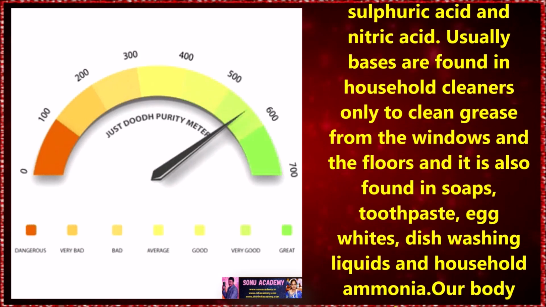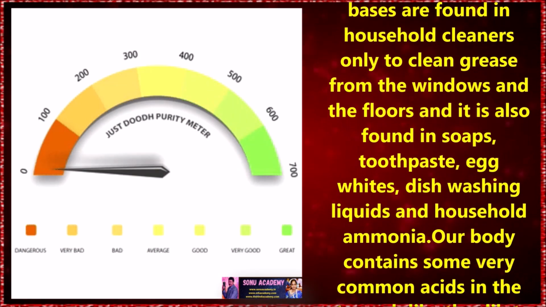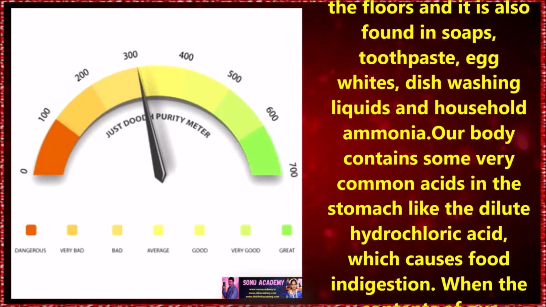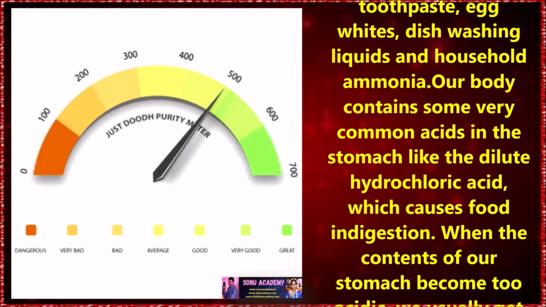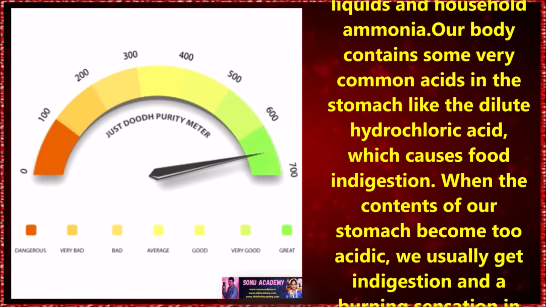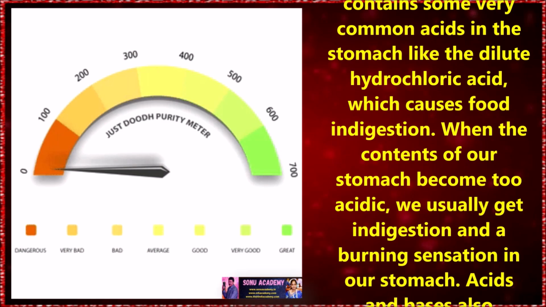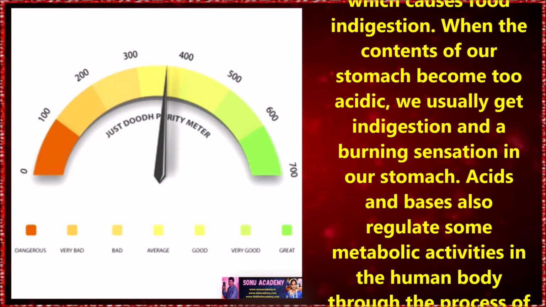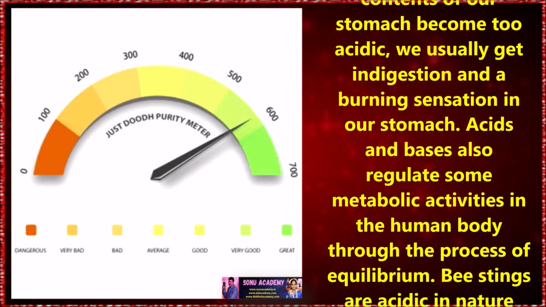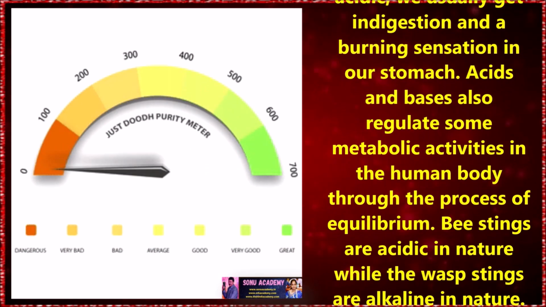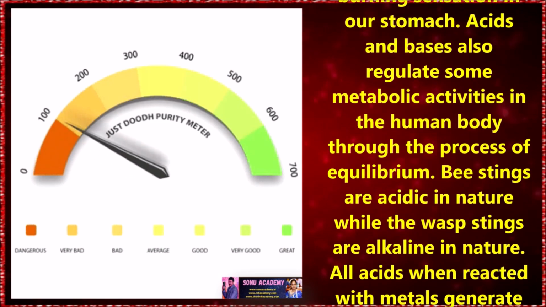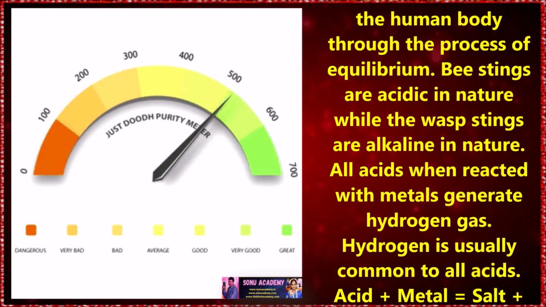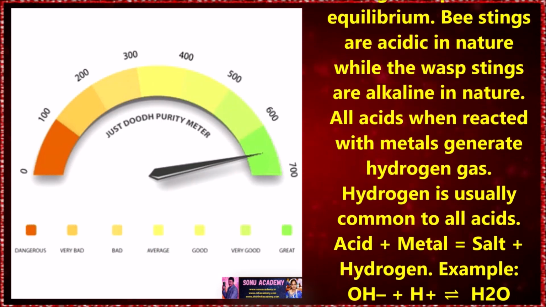Usually bases are found in household cleaners used to clean grease from windows and floors, and they are also found in soaps, toothpaste, egg whites, dishwashing liquids, and household ammonia. Our body contains some very common acids, like the diluted hydrochloric acid in the stomach, which aids digestion. When the contents of our stomach become too acidic, we get indigestion and a burning sensation in our stomach. Acids and bases also regulate some metabolic activities in the human body through the process of equilibrium.